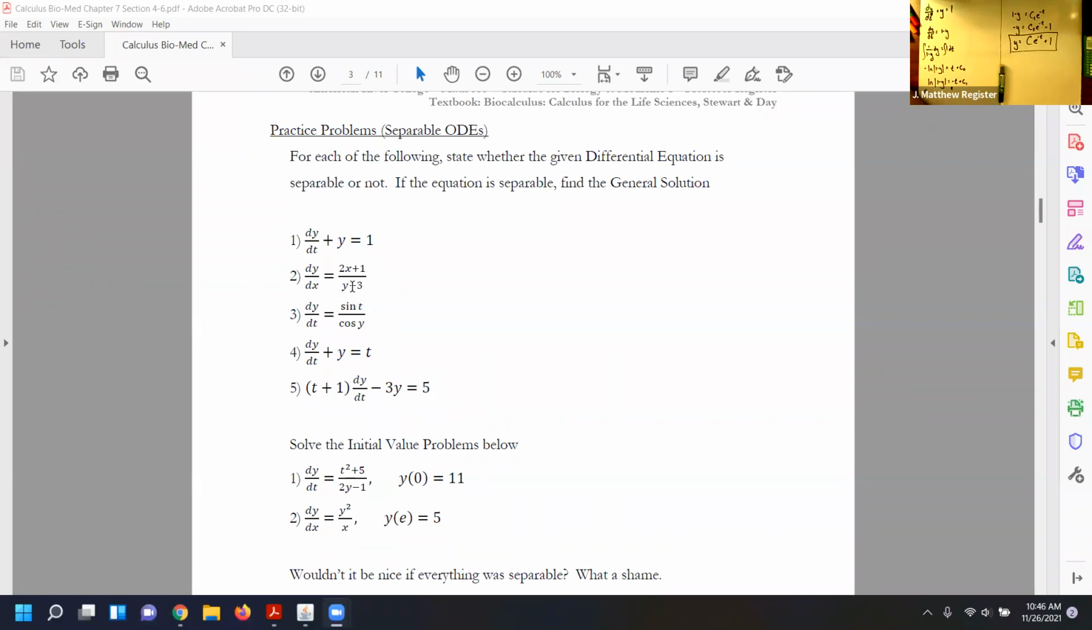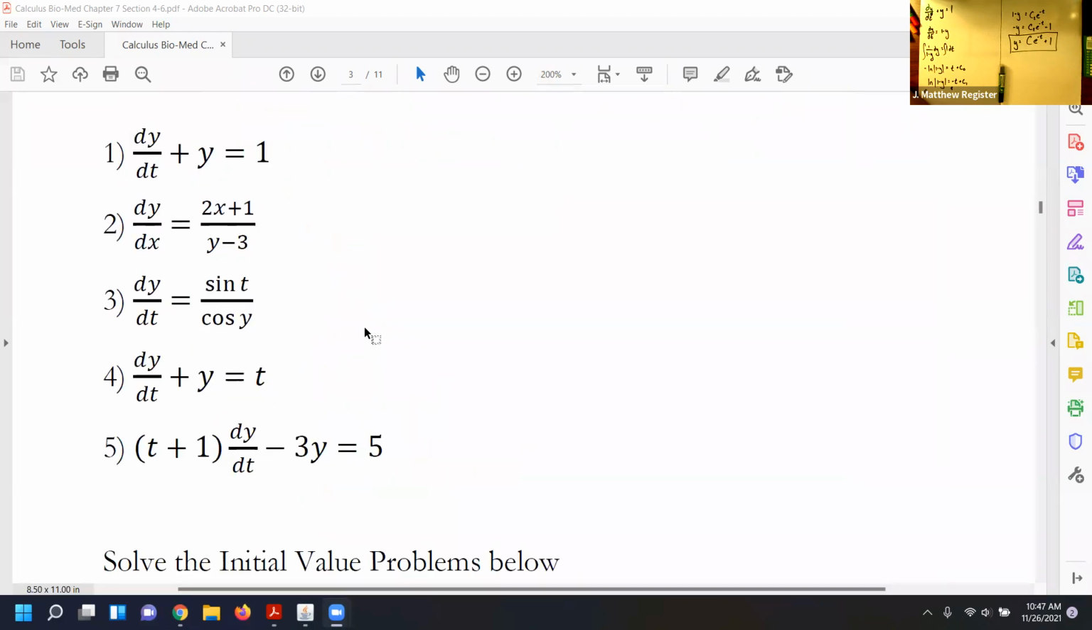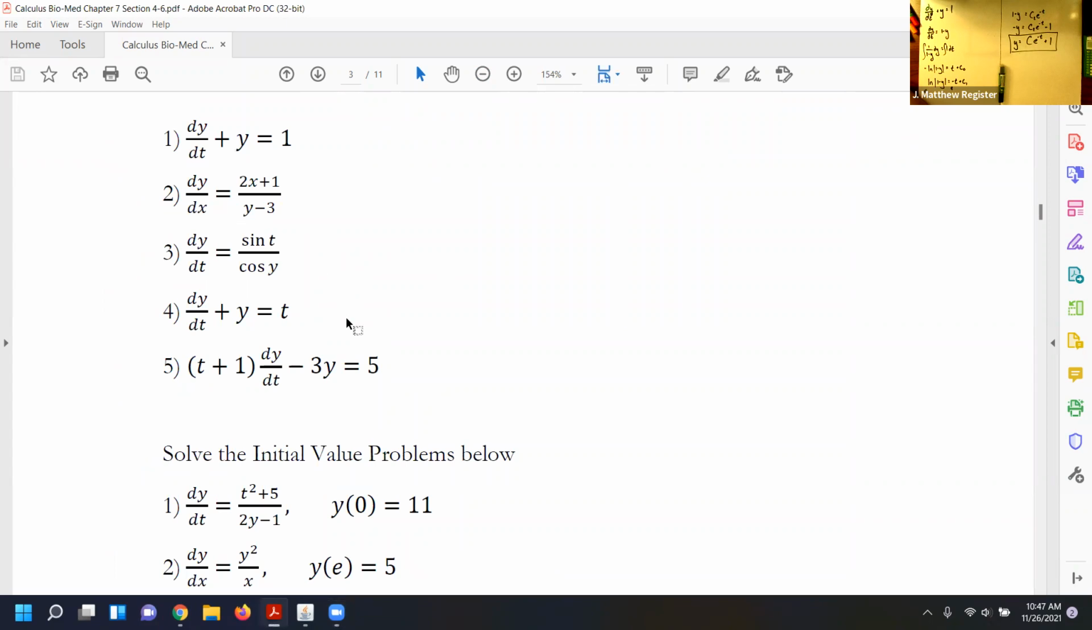So number 2 is much, much easier. Really all we would have to do is just cross multiply, and we would have all of our y's on one side and all of our x's on the other side. For 3, same exact thing. We could cross multiply. And here I'll zoom in a little bit so we can see it a little easier. There we go. And so for number 3, it's going to be exactly the same. We could cross multiply our cosine up, cross multiply our dt up, and then integrate both sides.